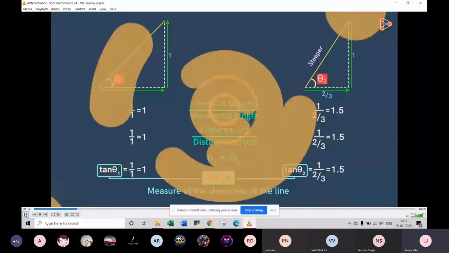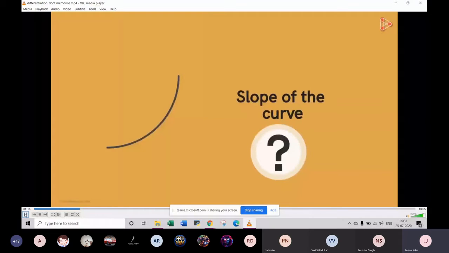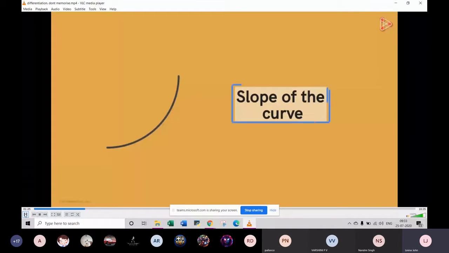Now look at this curve. What is the slope of this curve? Does it even make sense to ask this? What do you think? In this video, we'll understand what this means.